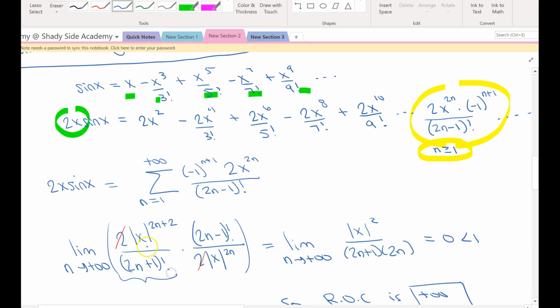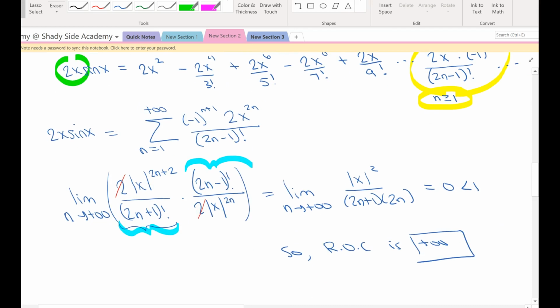When you simplify a quotient of factorials, how are you doing with those? Please let me know. This is the remaining of the factorials after you simplify. This is the entire argument of the limit. As n approaches positive infinity, the denominator approaches positive infinity, so the whole thing approaches 0, which is less than 1. So the radius of convergence is positive infinity, okay?